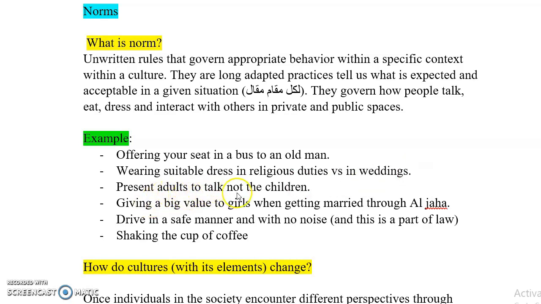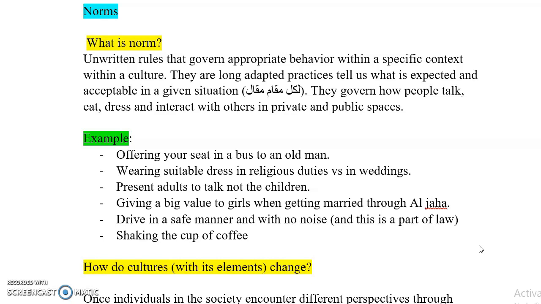Let adults talk, not the children. So I have to listen. When I go with my child to an occasion, I have to teach my child that you have to give me the priority to talk. You don't have to interrupt me while I'm talking. Giving a big value to girls when getting married through al-jaha. So al-jaha and some other activities or practices that we have are part of our norms.